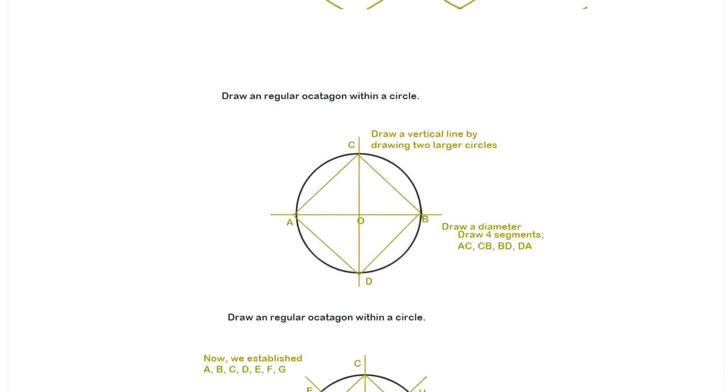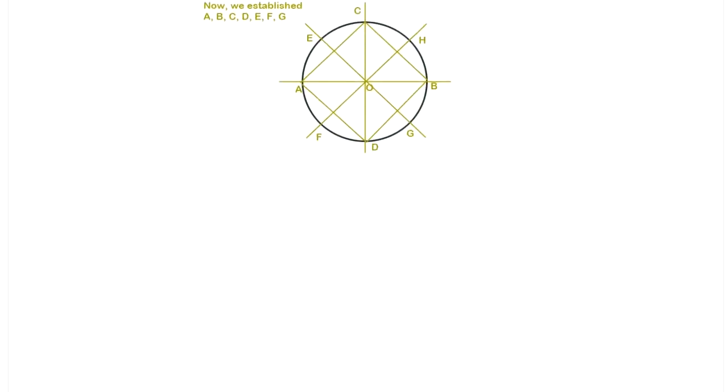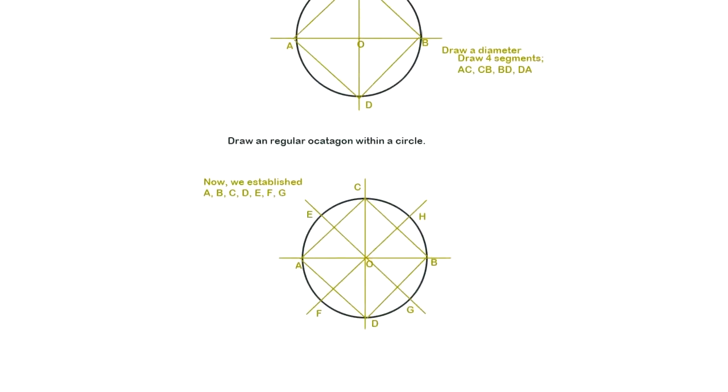Okay, draw a regular octagon within a circle. Well, when we know the center point, we draw the line AB and find the midpoint perpendicular line DC. And now we divide the angle between BC, CA, AD, DB, and draw the line again. Okay, so from here to here, it's going to be an octagon.